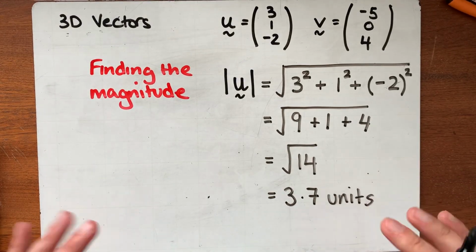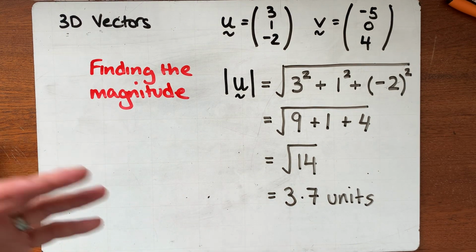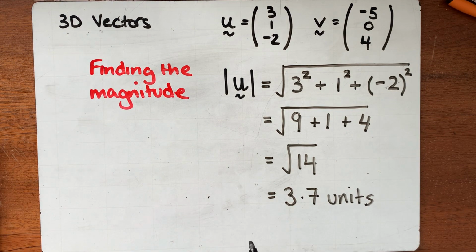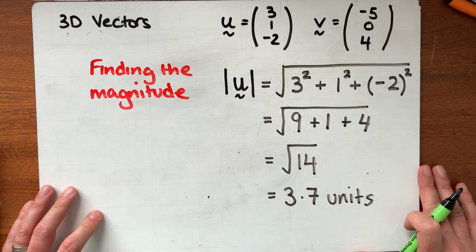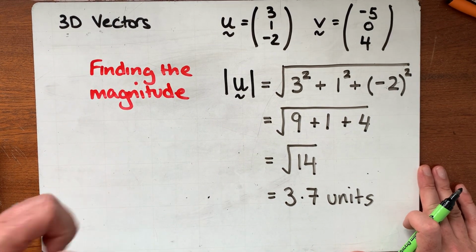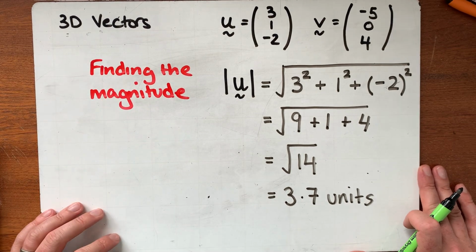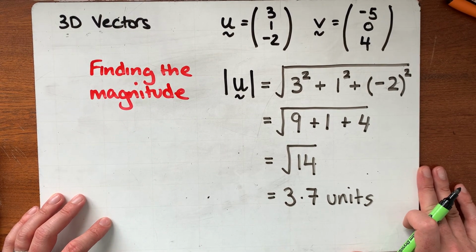Again, no context to this, so I'm not sure what the units are. Could be displacement, so maybe in meters or kilometers. It could be a velocity in miles per hour or kilometers per hour, something like that. But because I don't know, I'm just writing units at the end. Okay, that's the 4 main skills for you to be practicing: addition, subtraction, multiplication by a scalar, and finding the magnitude, all now of 3-dimensional vectors.